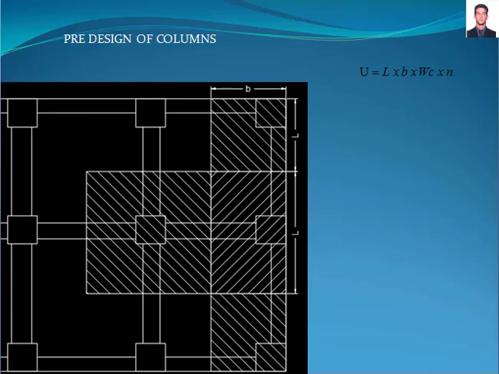The axial load that will be applied to the columns is calculated with this formula, where L and B are the half distance of the column span, which will define the area of the column that will be analyzed. WC is the total weight per square inch of the slab, and N is the number of stories that have the same type of slab.